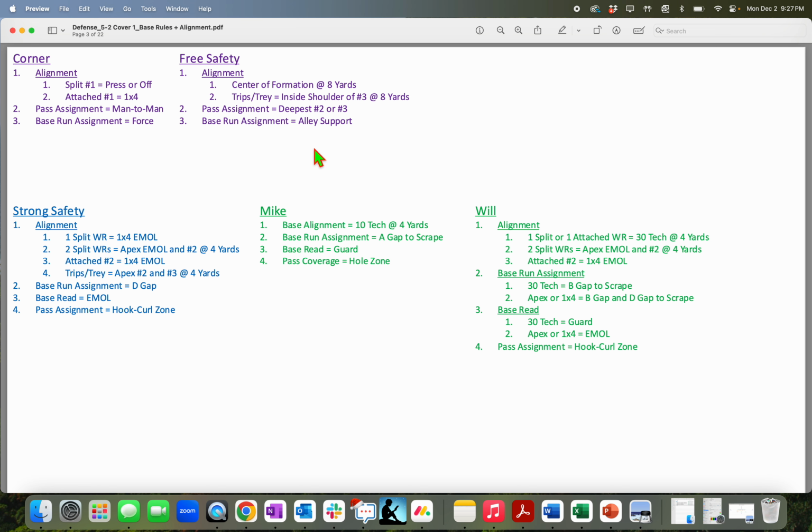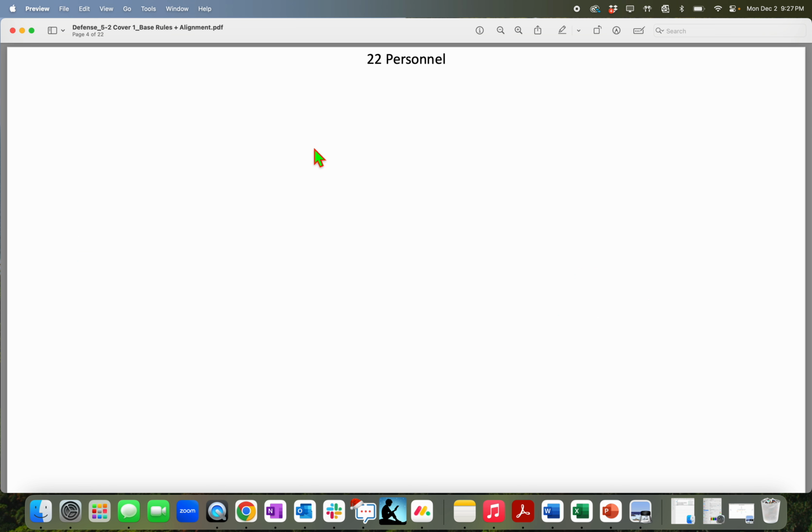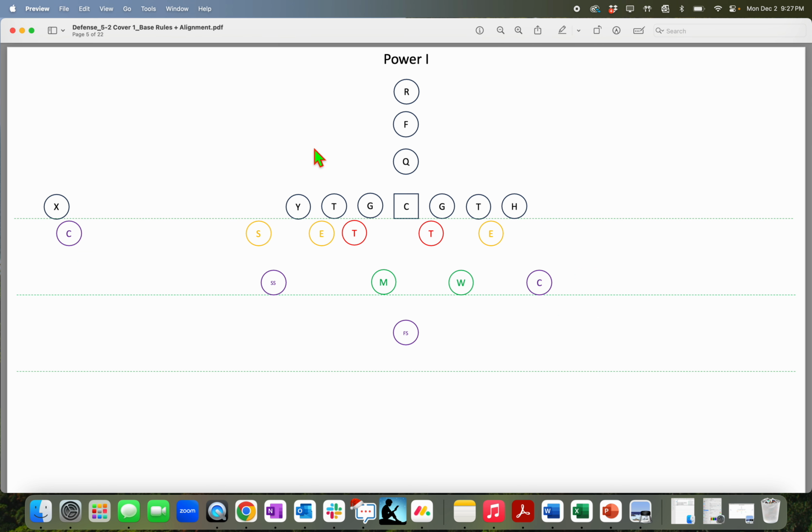Okay, so let's take a look at some of these alignments. In this power eye personnel, you're just going to split the field. All right, and remember free safety, in our defense the corners are locked up man to man. So you are primarily focused on the deepest number two and number three coming down the field.